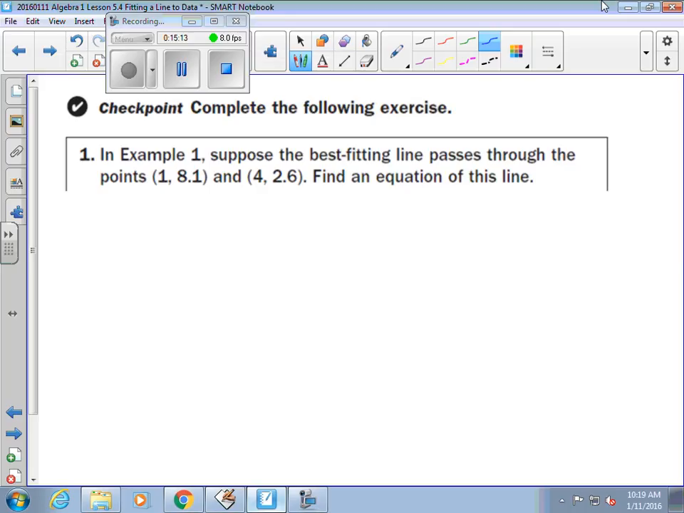Checkpoint says in example 1, suppose the best fitting line passes through points 1, 8.1, and 4, 2.6. Find the equation of this line. You got a question? All right. Okay, the best fitting line passes through these. 2.6 minus 8.1. You're going to go that way. Opposite signs. 11 minus 6 is 5. 7 minus 2 is 5. 5.5. It'll be negative 5.5 over 4 minus 1 is 3. So your slope then is the decimal equivalent to that. That's what you're going to want to use.